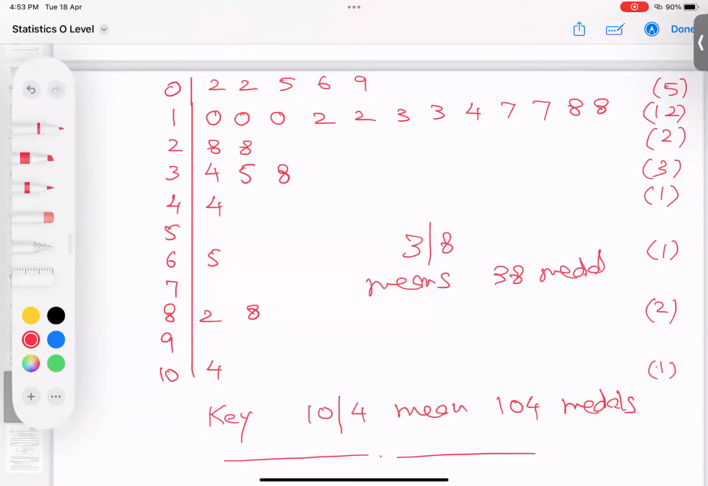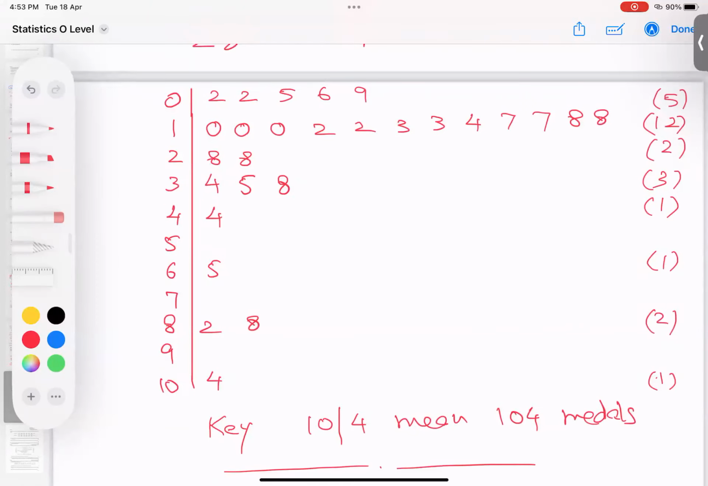Now I give you more ideas, not just one. Take 1 from here and 8 from there. So 1 slash 8 means what? 18 medals. I hope you got the point, very, very clear. And this stem leaf plot is completely over.